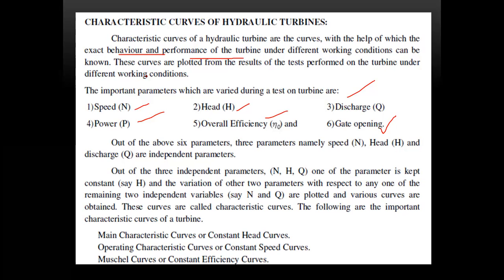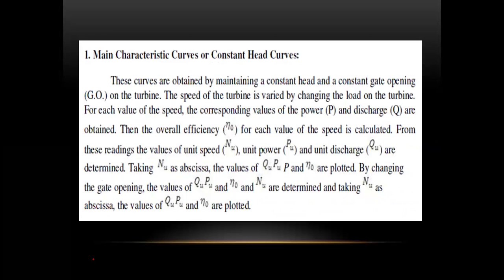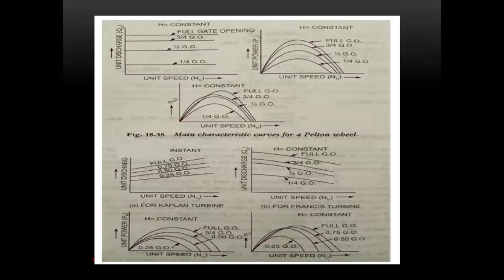Then what are the various parameters which are varied during the test? The following are the main types of curves. First one is main characteristic curves, second one is operating curves, third one is Bushell or constant efficiency curves. The same curve names we discussed in Unit 6, so I will not say much about this. You can read the old topic on centrifugal pumps and discuss the same.